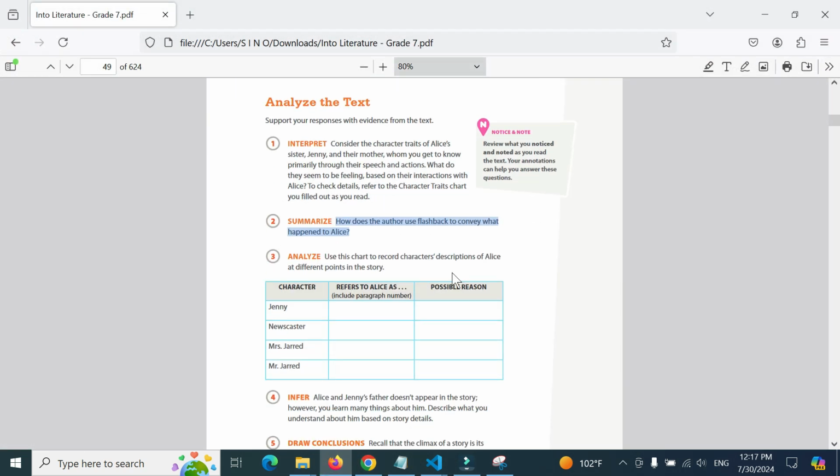Analyze. Use this chart to record characters' descriptions of Alice at different points in the story. So it's actually a table for us. We need actually to include the paragraph number and the reason for this. So I'm going to transfer this entire row to one question like this.